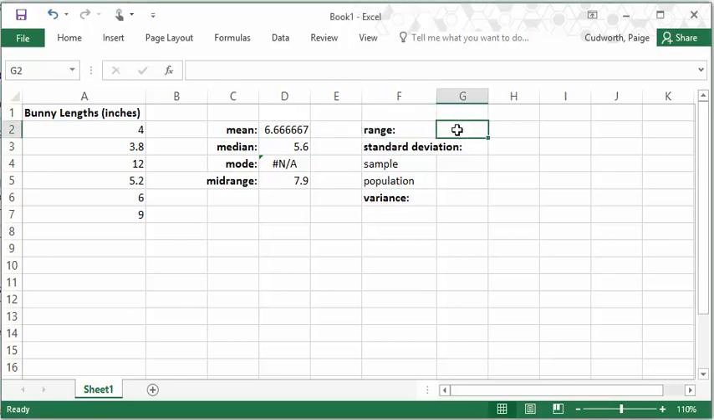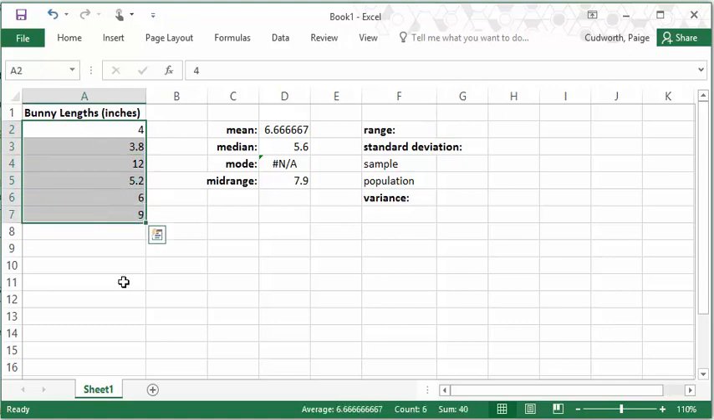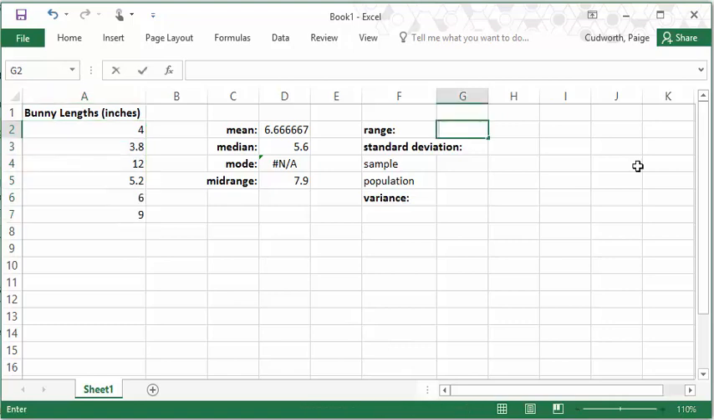For the range, I have a short made-up data set here of bunny lengths in inches. This would be pretty easy to find the range of just by hand. As far as I know, Excel does not have a range function, but we can easily compute the range by just finding the max value and the min value and subtracting them.